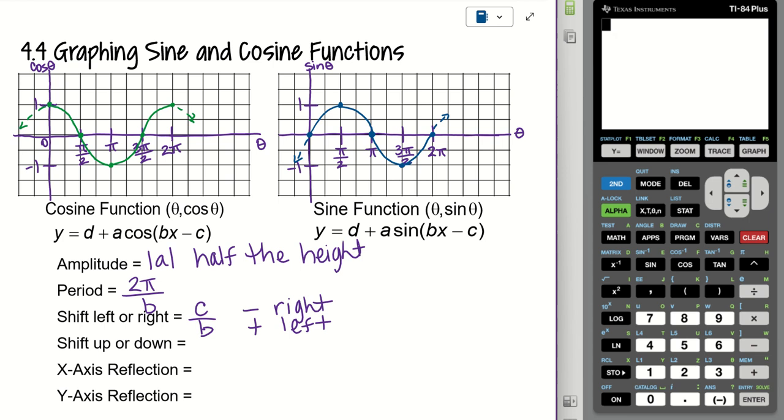Then we have our shift up or down, which is D. Notice in both of these equations, D is at the very beginning of the equation, but that number could be added or subtracted at the very end as well. Anytime you see a number by itself that's being added or subtracted to the cosine or sine, that's going to be our shift up or down. This time, this one is the direction that makes sense. A plus value would be up that many spaces, and negative would be down that many spaces.